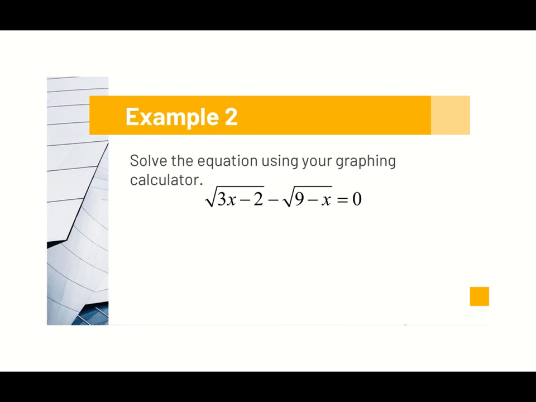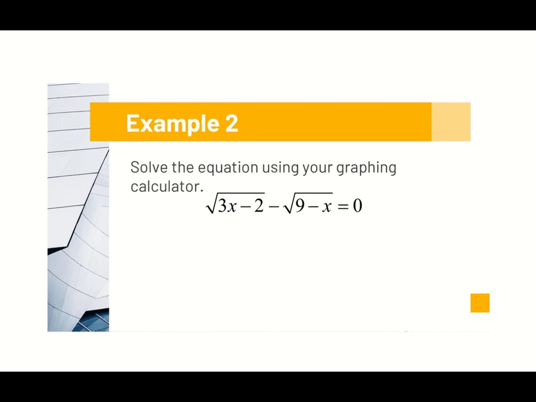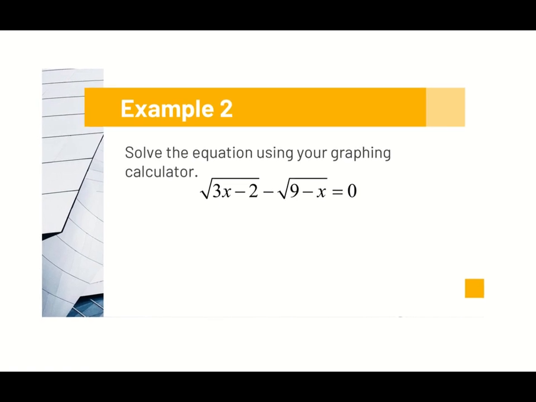In order to plug this into our graphing calculator, we need to get two things equal to each other. So we need our square root equal to our square root. So I can just take this square root here and add it over to the other side. So I can add square root of 9 minus x. This is going to cancel, and I add it to the other side.